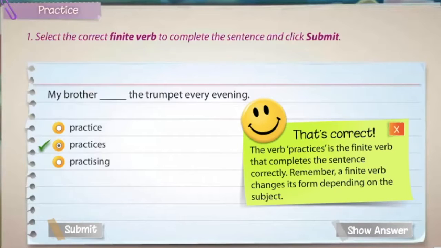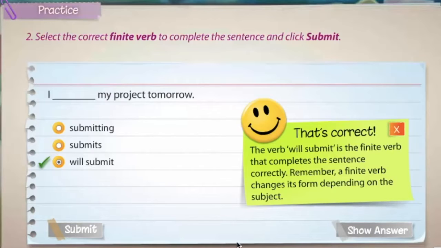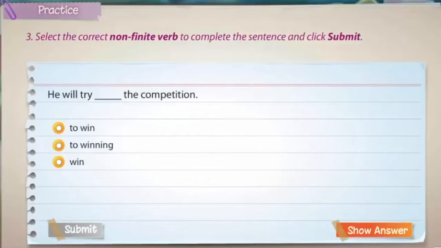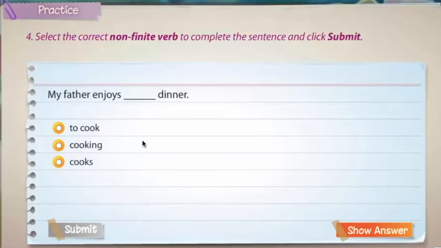Okay. Then we come to the next. I dash my project tomorrow. I will submit my project tomorrow. He will try dash the competition. He will try to win the competition. My father enjoys dash dinner. My father enjoys to cook dinner. It can also be my father enjoys cooking dinner.